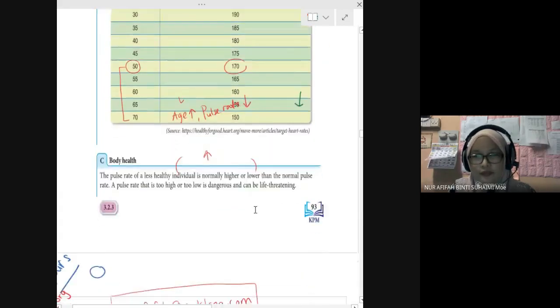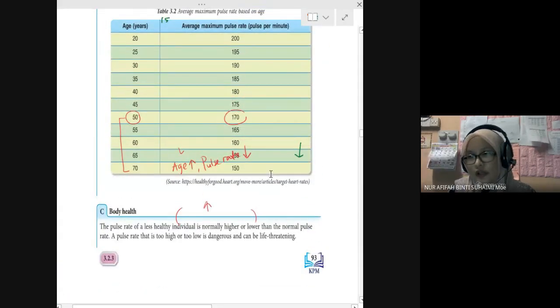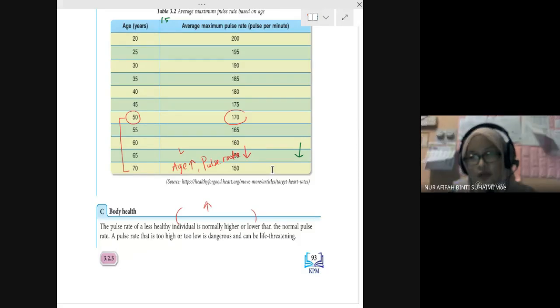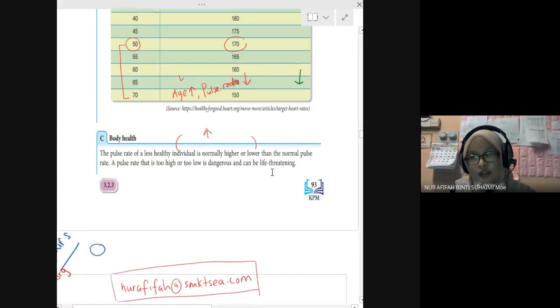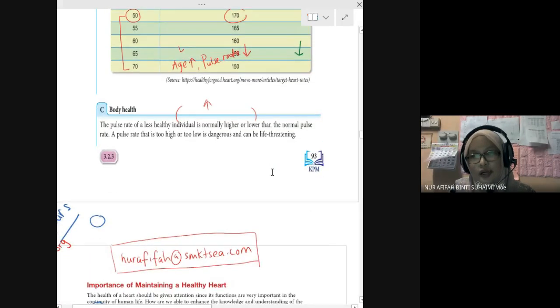Because your heart has already lost its elasticity to pump the blood. That's why we need to take care of our eating habits so that our heart is not blocked with cholesterol or fats. Because we are getting older and older, the elasticity of our heart also decreases. If there is a block in our heart, it may lead to a heart attack.